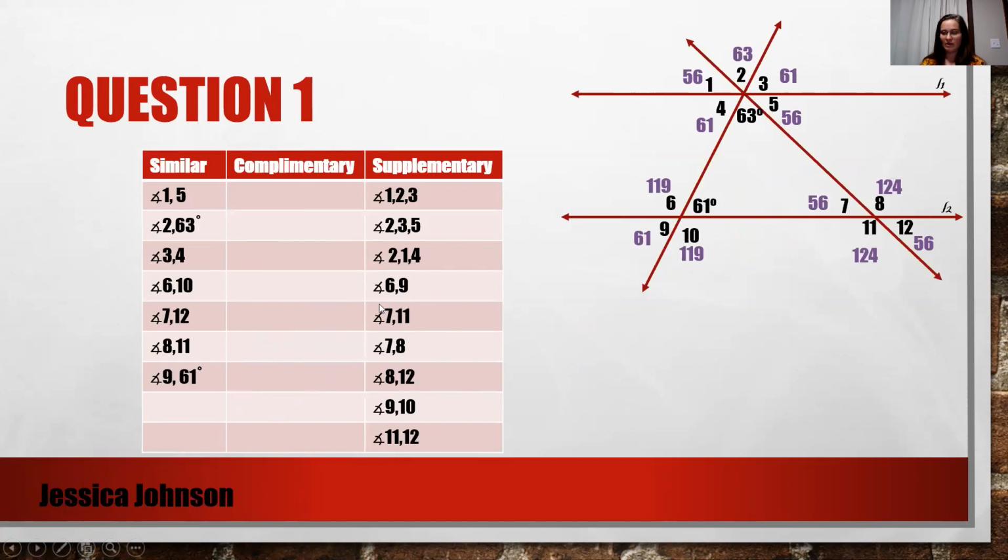What is a supplementary angle? A supplementary angle is when the sum of one or more angles equals 180 degrees. Angle 1 is supplementary to angles 2 and 3 because they follow along the same line. And angle 2 is supplementary to angles 3 and 5. They follow along this line right here.